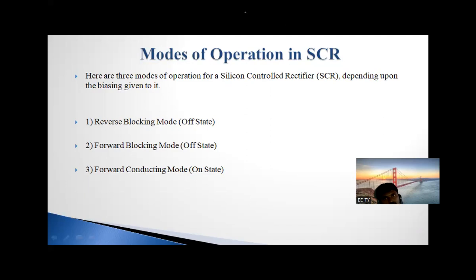Online students, please. Online students, can you tell what the modes of operation of SCR are? It is on the screen.